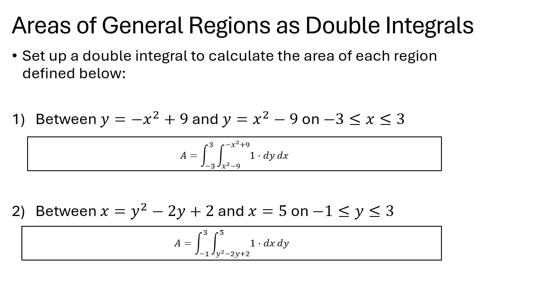Because we are calculating area, the function inside the integral is 1. Now we are integrating with respect to x first, so it is dx on the inside and then dy on the outside. This is the general idea of using double integrals to calculate area.